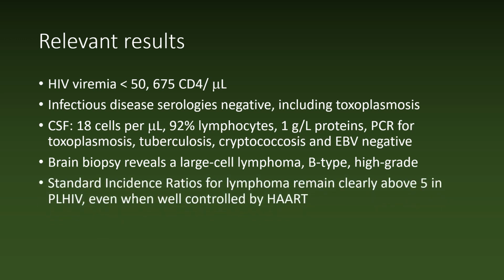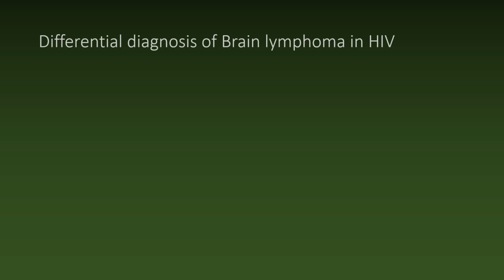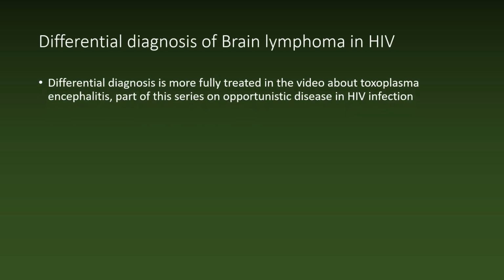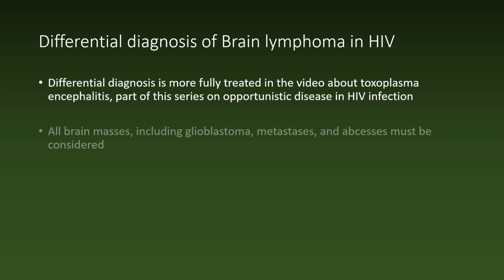This is a reminder that standard incidence ratios for lymphoma remain clearly above 5 in people living with HIV, even when well controlled by HAART. The differential diagnosis is more fully treated in the video about Toxoplasma encephalitis, which is part of this series on opportunistic disease in HIV infection.